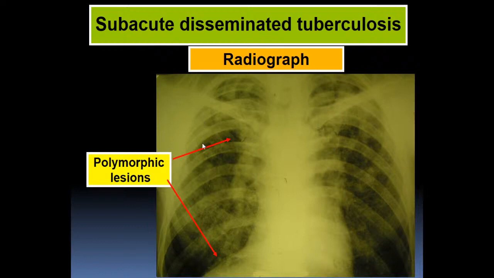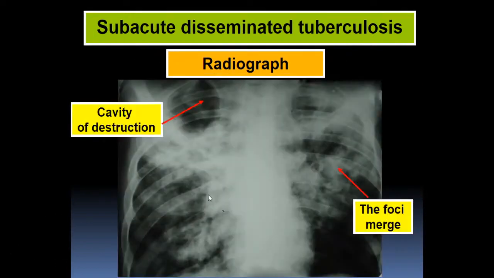And you can see focal shadows can join together into infiltrates. This is not typical for miliary TB, but typical for subacute disseminated tuberculosis. On this X-ray, you can see groups of focal shadows fused together and forming infiltrates. Symmetry absent, uniformity absent.